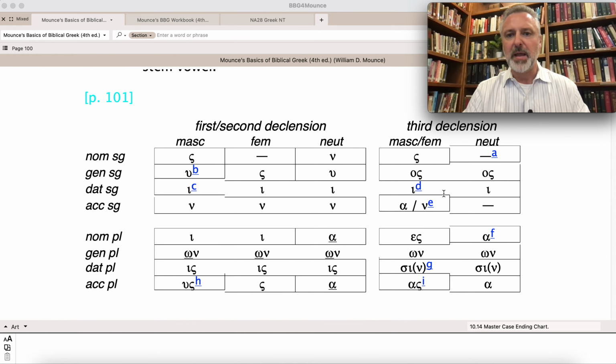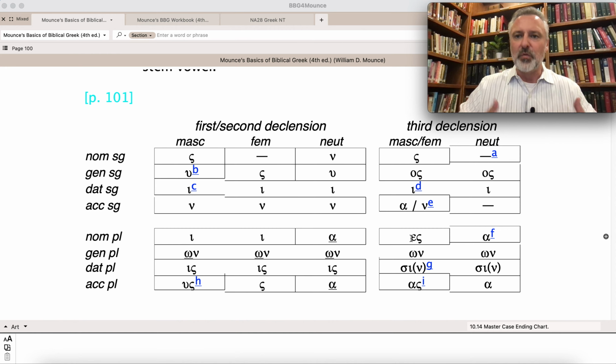Nominative masculine or feminine plural in the third declension, the ending is a new ending. It's epsilon sigma. That should not be too hard to remember, because in English, when we pluralize words, we use an S or an ES, so there is some overlap maybe in pluralizing, but obviously we saw you either have oi or ai.